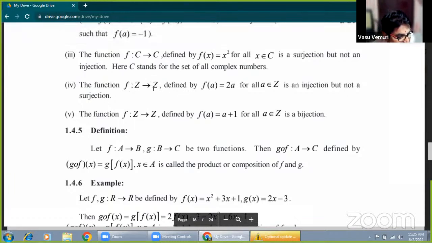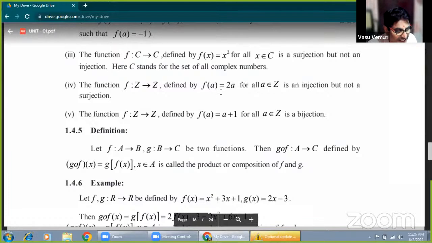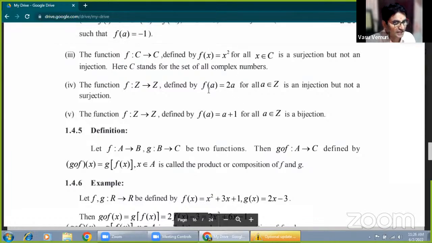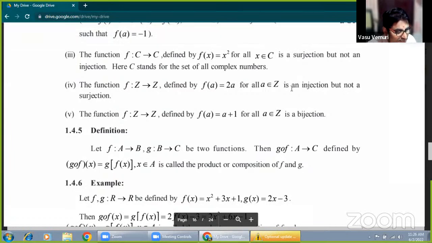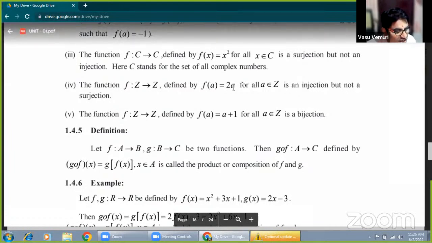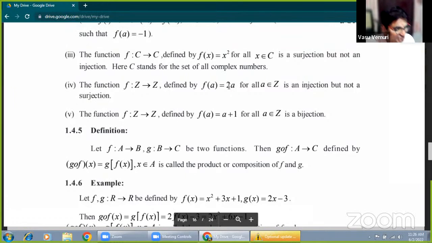Now f maps Z to Z. Z to Z means Z being the integers, the set of all integers in the domain, and the same set of all integers in the codomain. Suppose here a is one of the integers. Now according to the relation, f of a equals multiples of 2, that is 2a. F of a equals 2a. Now this is one-one. It is clear, according to this relation, this is one-one but not a surjection.